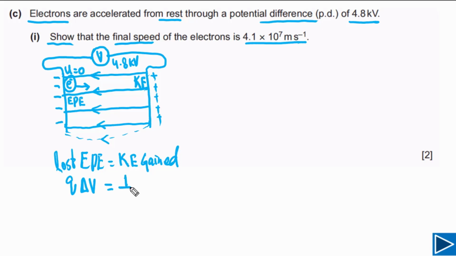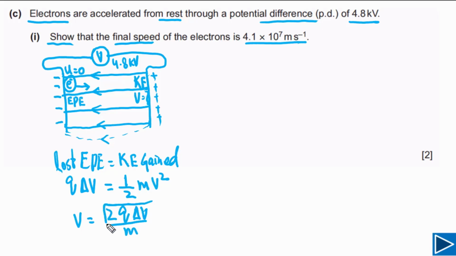So the final kinetic energy, meaning at this point, let's say the speed is v. The final kinetic energy is equal to 1/2 mv squared. We need to calculate v, so simply we can write down v in this case as equal to the square root of 2Q times delta V divided by m.